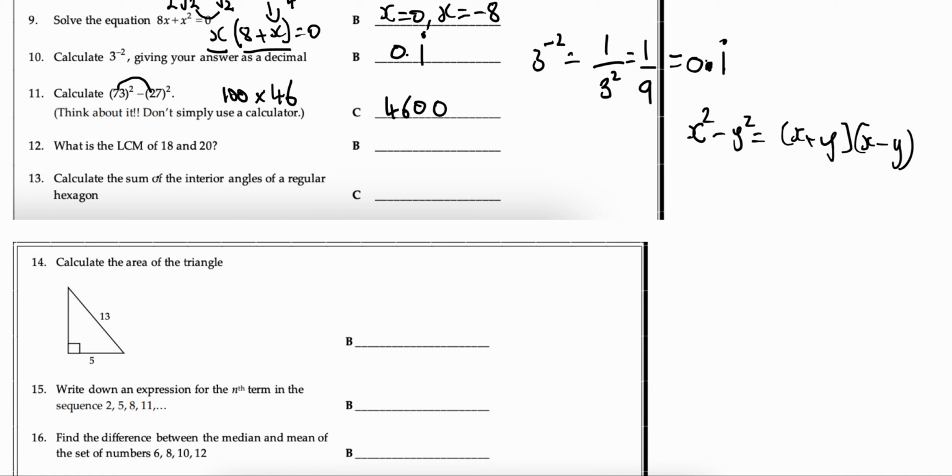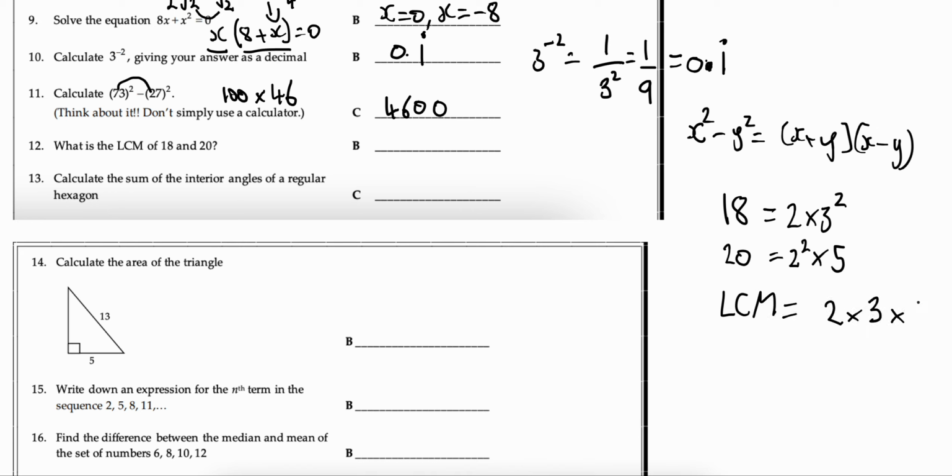What's the lowest common multiple of 18 and 20? So 18 is 2 times 3 squared, and 20 is 2 squared times 5. And to find the LCM, we write down every different base, so 2, 3, and 5, and we write the highest power. So the highest power of 2 here we have is 2. The highest power of 3 is also 2.